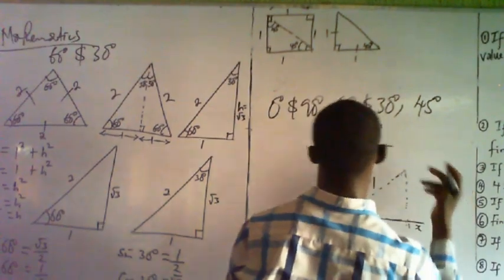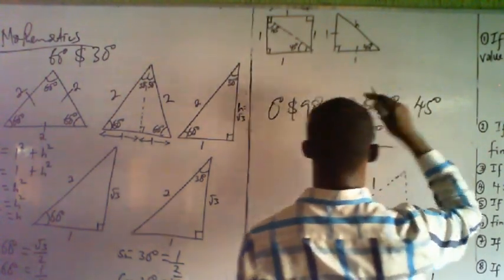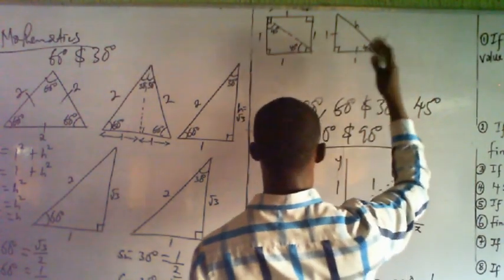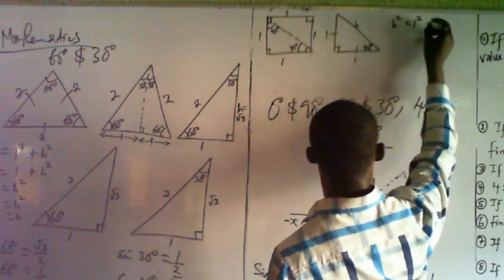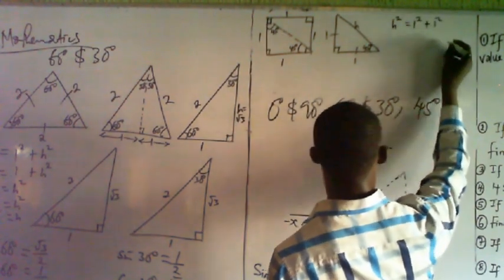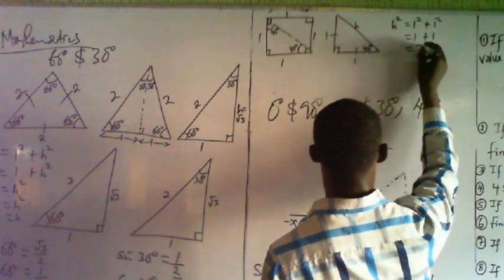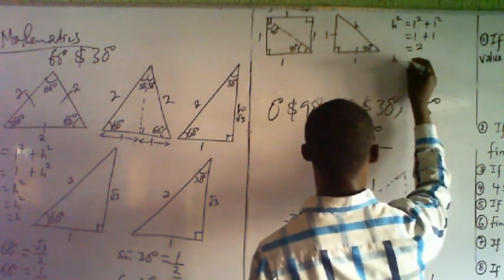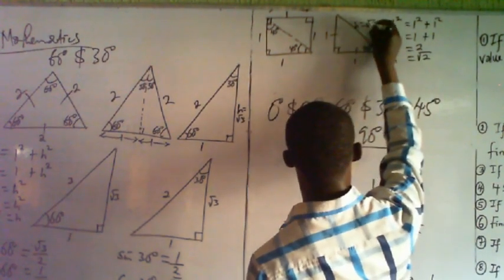Pythagoras theorem states that the square of the hypotenuse, let's say this is the hypotenuse, is equal to the sum of squares of the other 2 sides, which is h squared equals 1 squared plus 1 squared. This will give us 1 plus 1, which is 2. And then h itself is the square root of 2. So here is square root of 2.